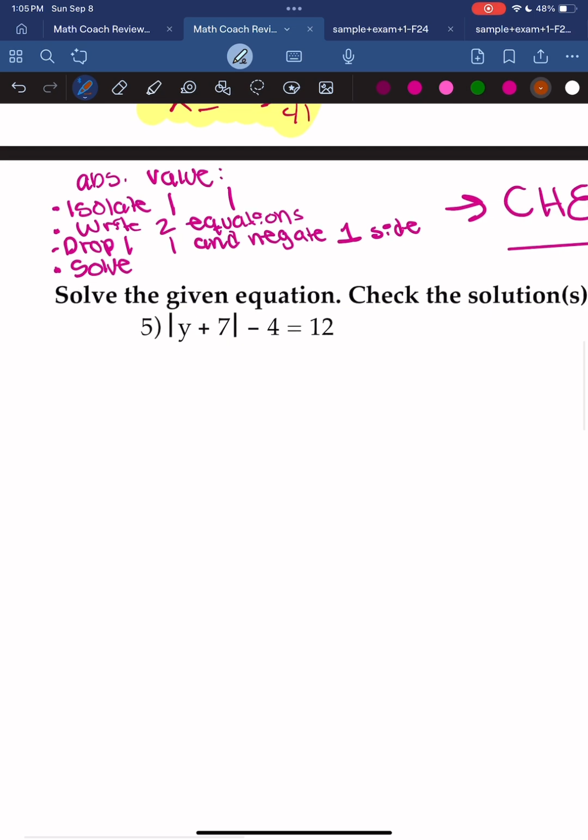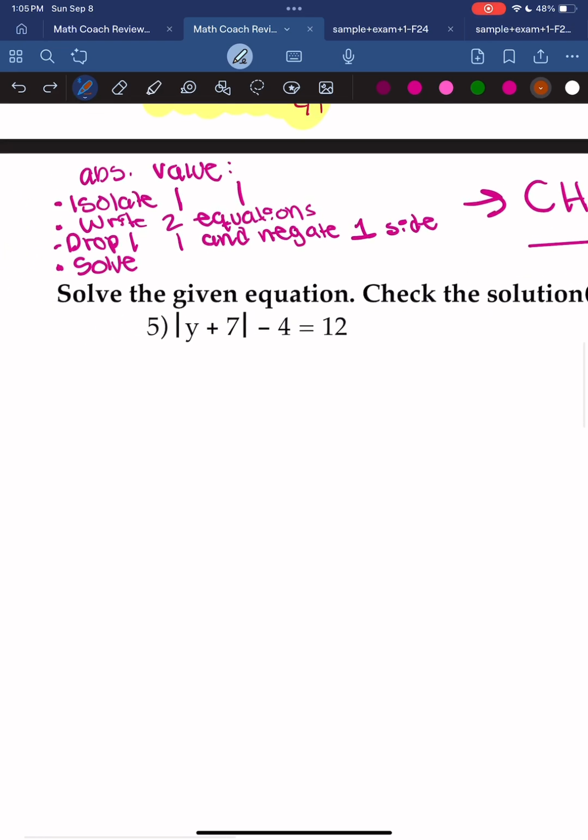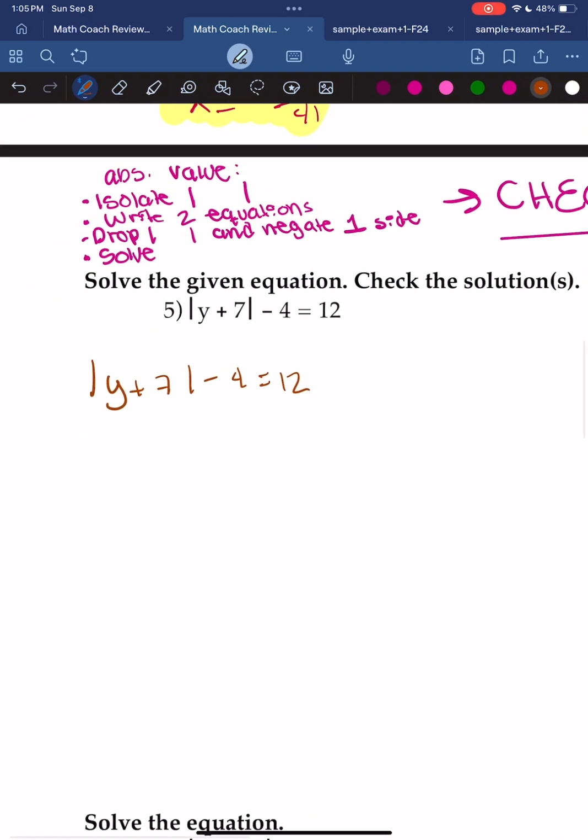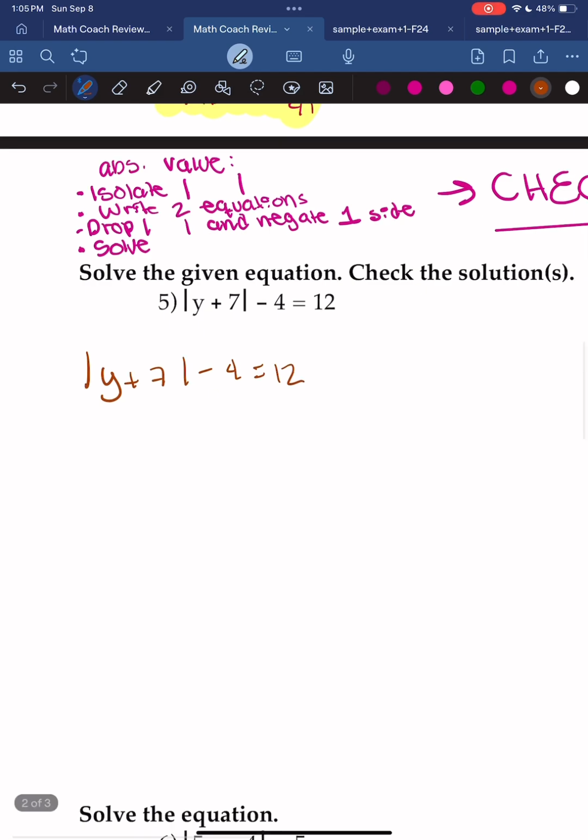Okay. So I'm going to rewrite the equation: absolute value of y plus 7, minus 4 equals 12. So now we want to isolate the absolute value bars. And what's right next to it is a negative 4. So let's add 4, add 4. It's going to be absolute value of y plus 7 equals 16.